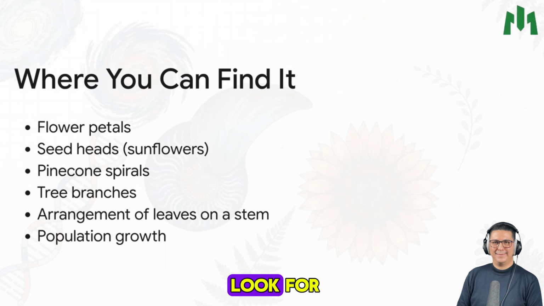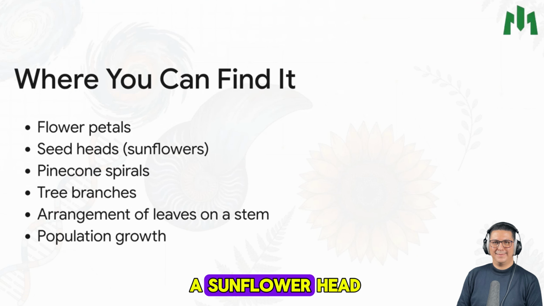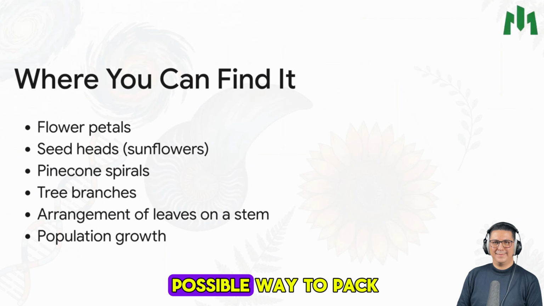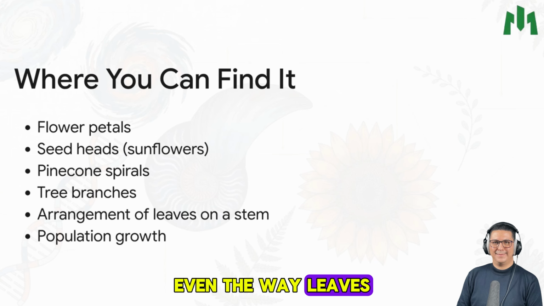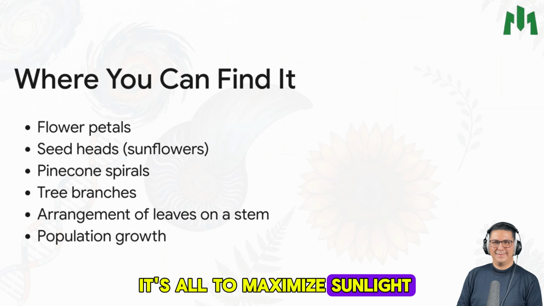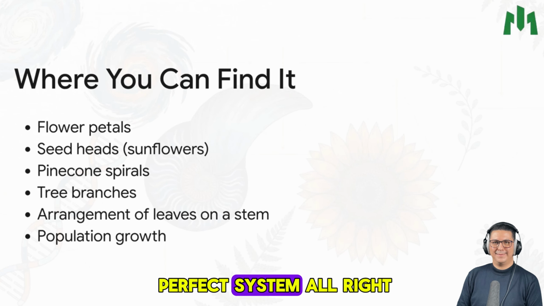And once you know what to look for, you start seeing this principle of efficiency everywhere. The seeds in a sunflower head, the little scales on a pine cone, they arrange themselves in these perfect opposing spirals that follow the sequence. Why? Because it's the tightest possible way to pack them in, with absolutely zero wasted space. Even the way leaves grow around a stem follows this pattern. It's all to maximize sunlight and make sure the new leaves don't block the older ones. It's just a perfect system.